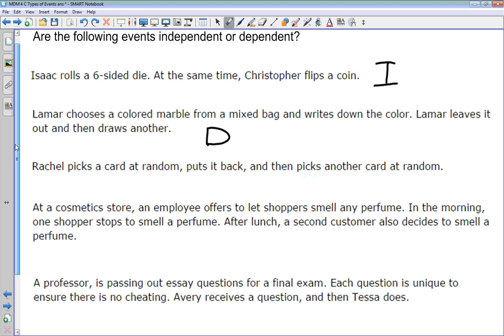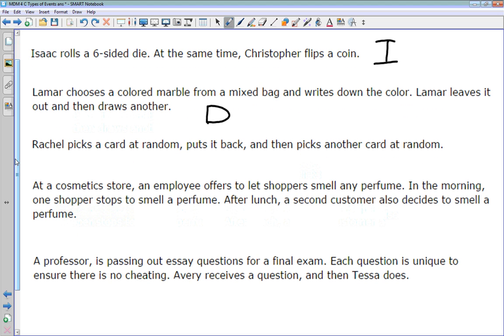Okay. So what about the next one here? Rachel picks a card at random, puts it back, and then picks another card at random. Are these independent or dependent events? What do you guys think? Independent or dependent? Why are these ones independent? It doesn't change. Yeah, the deck of cards is still the same because she has put that card back in. Okay, takes it out, looks at it, puts it back in. When she goes to choose the second card, it's the exact same deck as it was before.